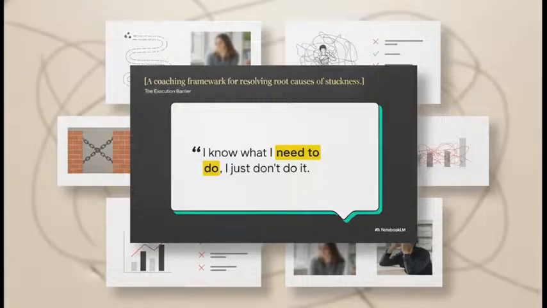Now, listen to this quote for a second. "I know what I need to do, I just don't do it." Wow. Does that sound familiar? Because I hear it all the time. This is the exact language used by clients stuck in our next architectural group. On the surface, it looks like an execution problem, but trust me, it's driven by deep, invisible fears.